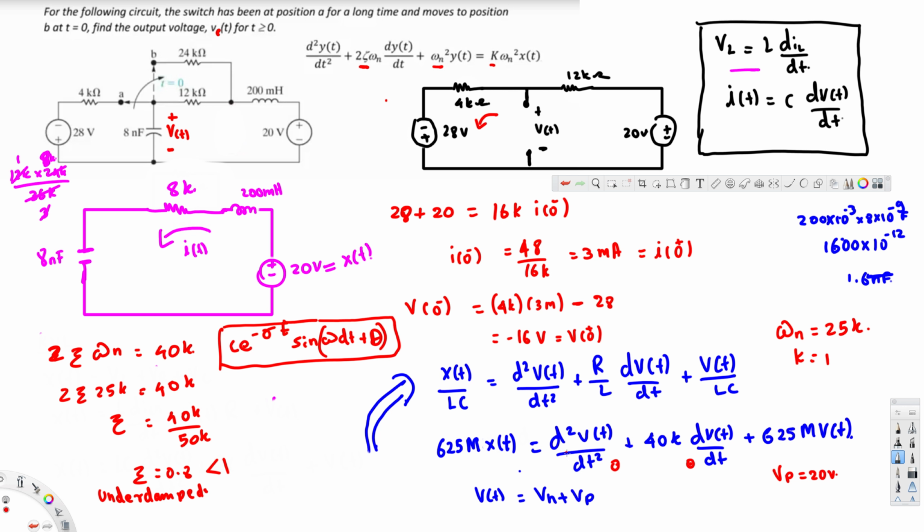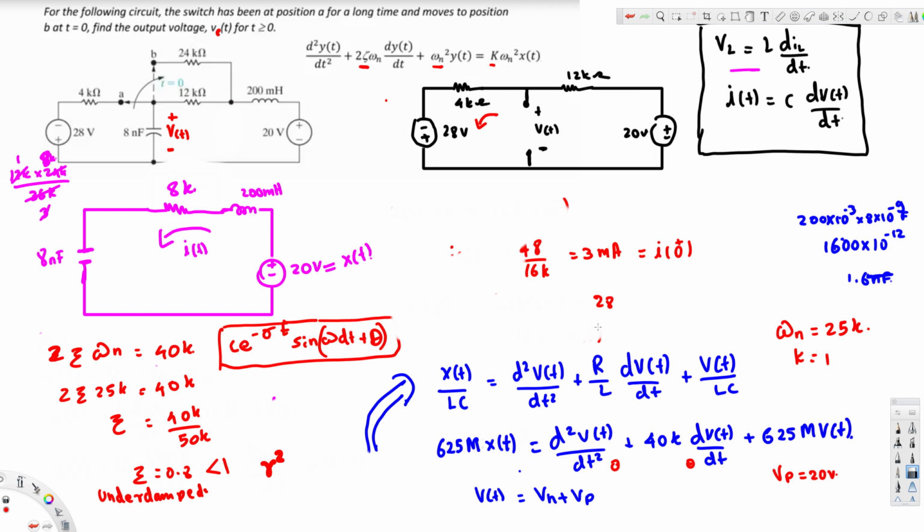So here we have r square. I have to get rid of some parts because we have so many things going on right here. Okay, I erased my initial conditions, but we have to remember them: I of 0 minus is equal to 3 milliampere, and V of 0 minus was negative 16 volts. We need these two later.